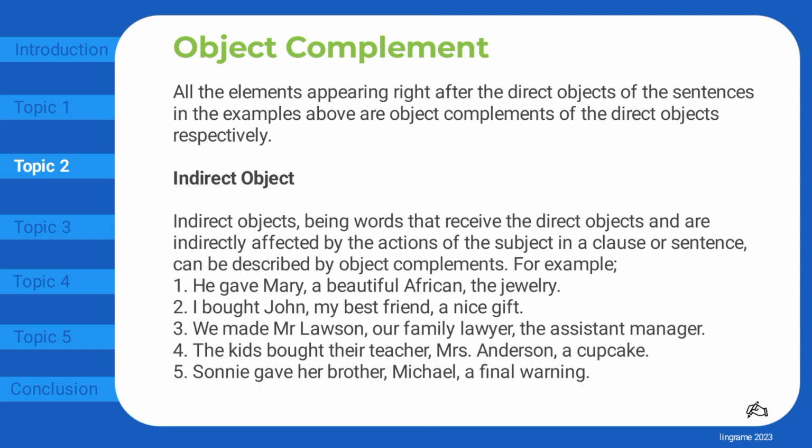Indirect objects, being words that receive the direct objects and are indirectly affected by the actions of the subject in a clause or sentence, can be described by object complements. For example, he gave Mary, a beautiful African, the jewelry. I bought John, my best friend, a nice gift. We made Mr. Lawson, our family lawyer, their assistant manager. The kids bought their teacher, Mrs. Anderson, a cupcake. Sunny gave her brother, Michael, a final warning.